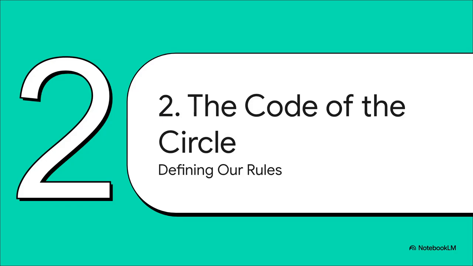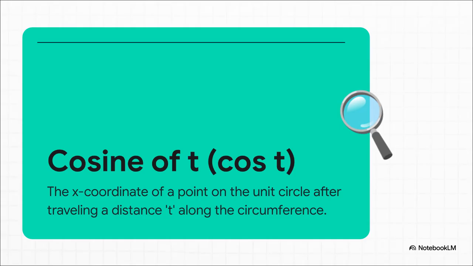So now that we're on the unit circle, we've got to set some ground rules. Think of this like learning the basic genetic code of the circle, the two fundamental instructions that are going to build everything else we talk about. All right, our first instruction is cosine. It's super simple. After you've traveled your distance t along the circle's edge, you'll land on a specific point. The cosine of t is just the horizontal position of that point. It's x-coordinate. That's all it is.